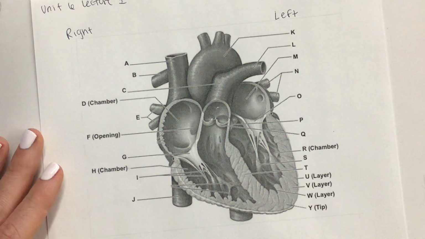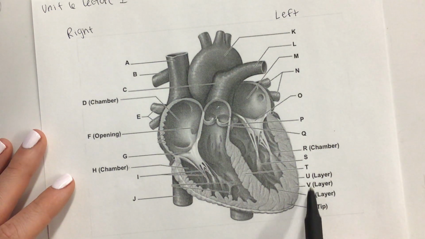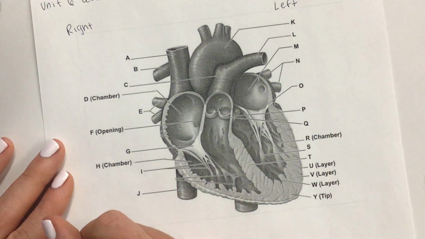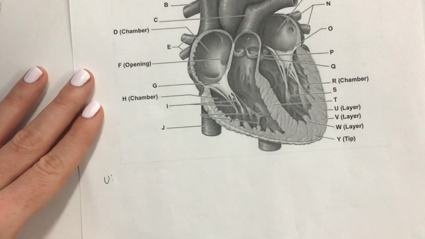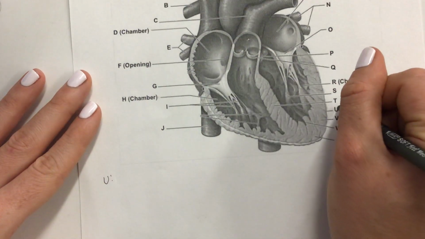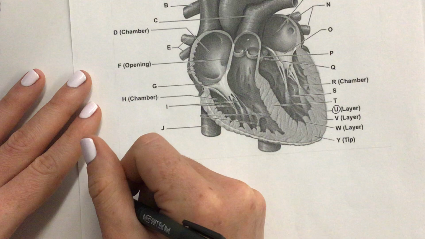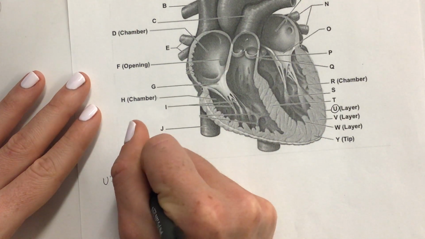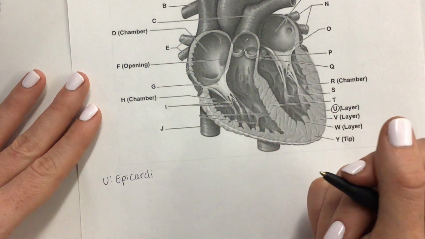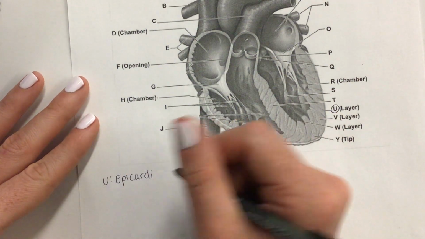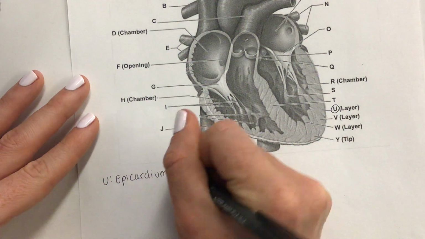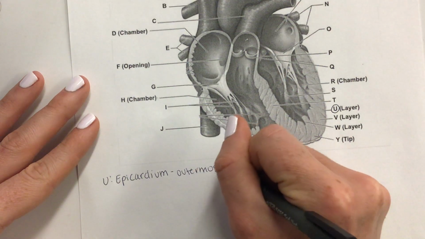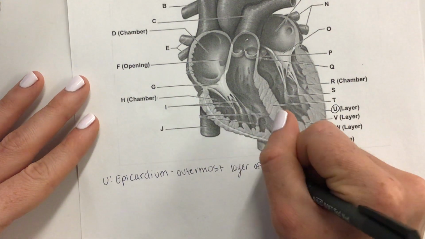But anyhow, we'll start with letter U, and we're going to look at these walls of the heart to start. Just going to write this over here, and maybe we can circle them as we go. So U. This is called the epicardium. Think about cardiac, cardium, that has to do with the heart. So epicardium is the outermost layer of the heart's walls.